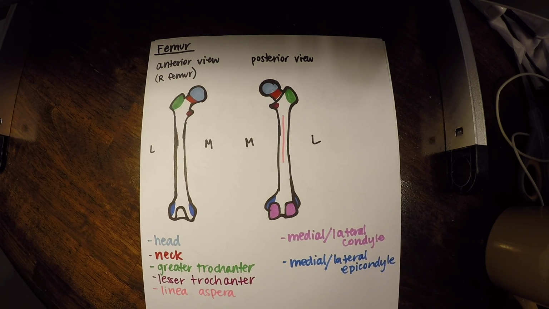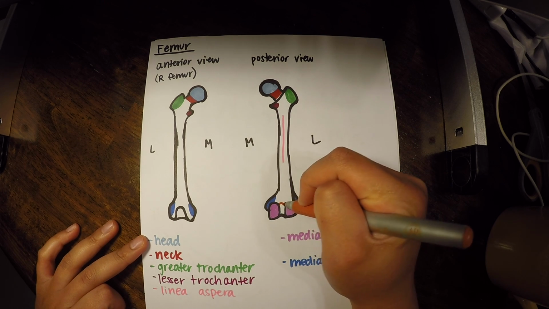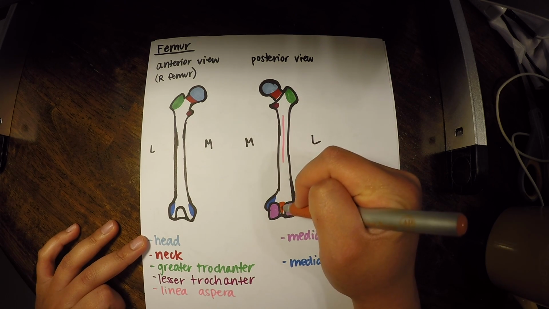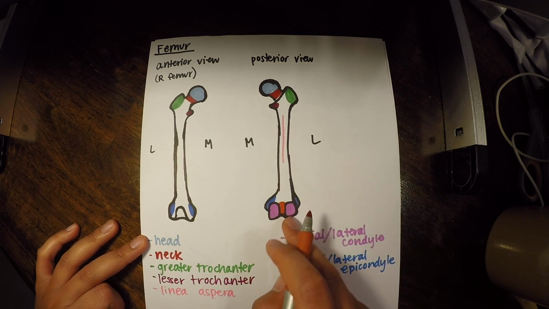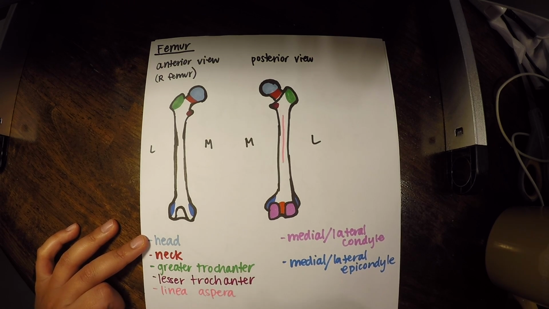And then something else we're going to have on the posterior side is something that we call the intercondylar fossa. That's going to be right here. It's just going to be a fossa, so like a shallow depression, and it's going to be in between the condyles, which is why it's called the intercondylar fossa.